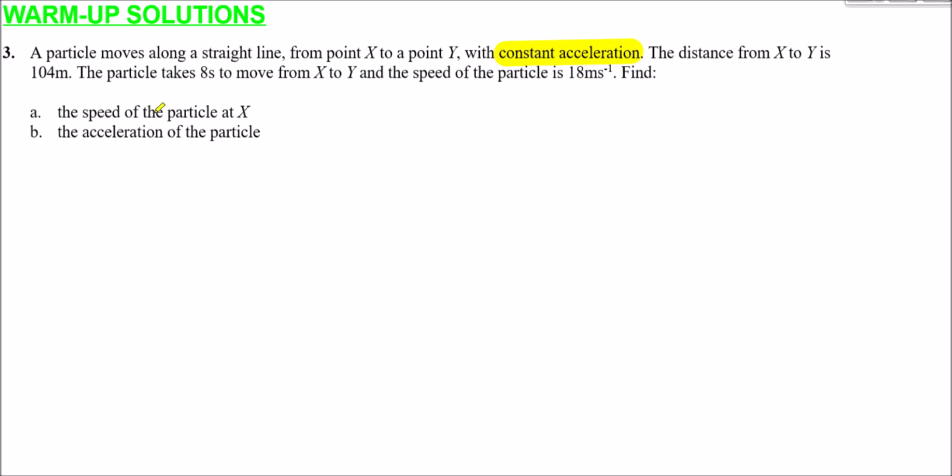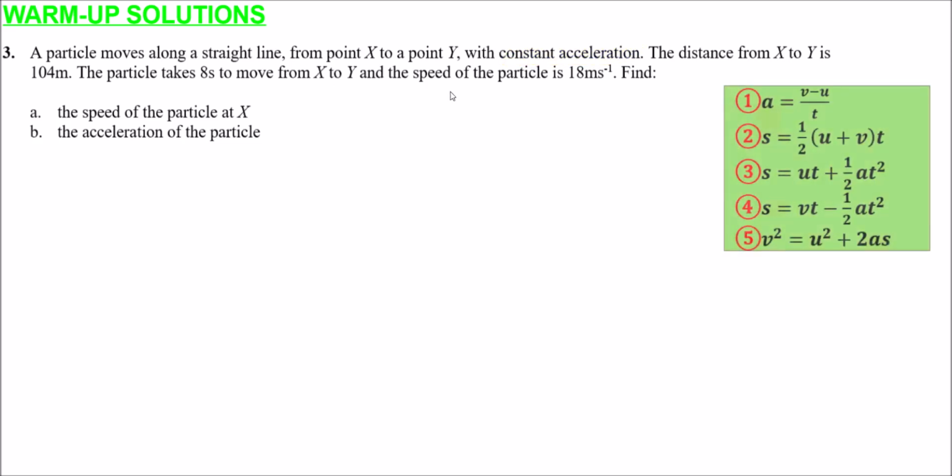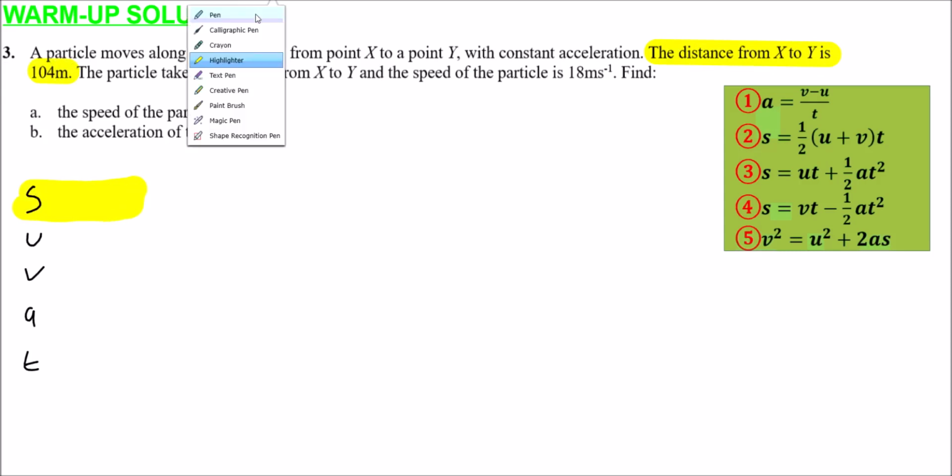So first of all, we need to find the speed of a particle at point x. So because it's constant acceleration, we can use a SUVAT formulae, which are here, and then we can decide which one we need to use. So let's first of all fill in out of SUVAT what we know. So S, U, V, A and T. So we're told that the distance from x to y is 104 meters. So that is the displacement, so we know S is 104.